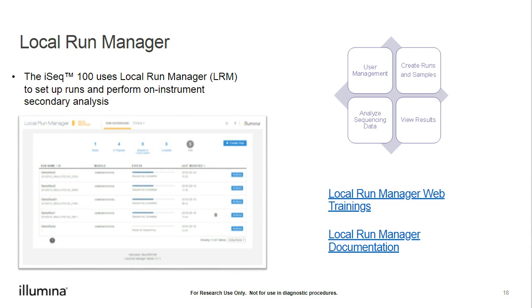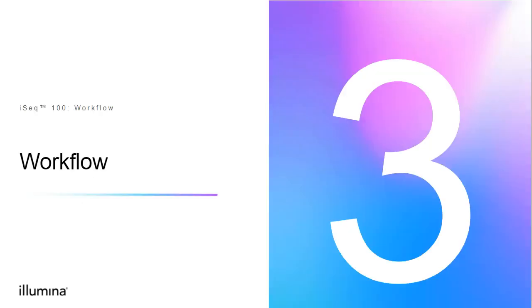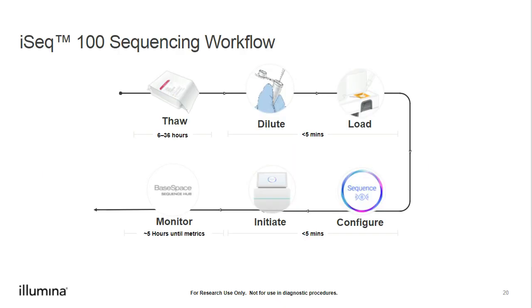All right, so we've gone over the instrument and some of the key technologies. So let's look at what it's like to actually run an iSeq 100. So kind of at a glance, these are the different steps that we have to starting a run. The very first thing you should do, again, because these reagent cartridges do take a while to thaw, is to start thawing your reagent kit. Then you'll go ahead and dilute your library and load it onto the cartridge.